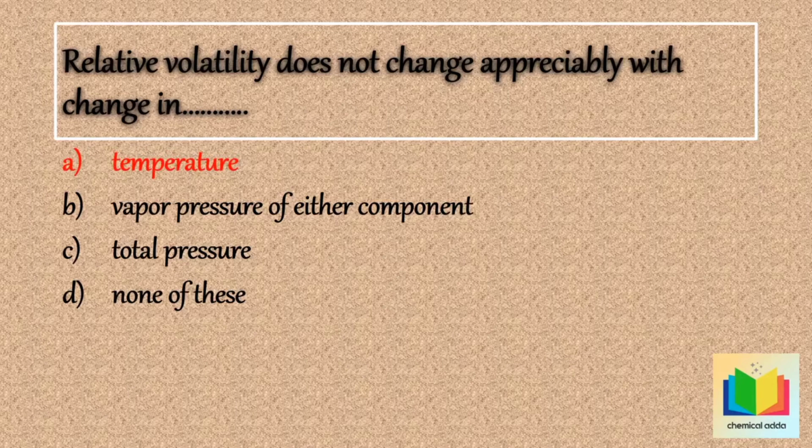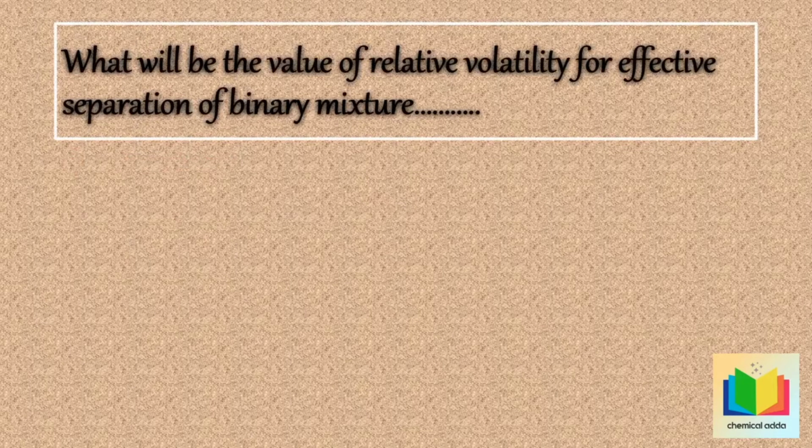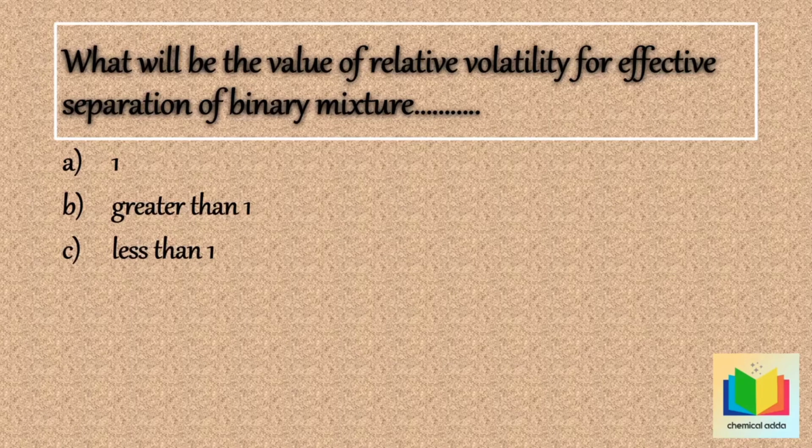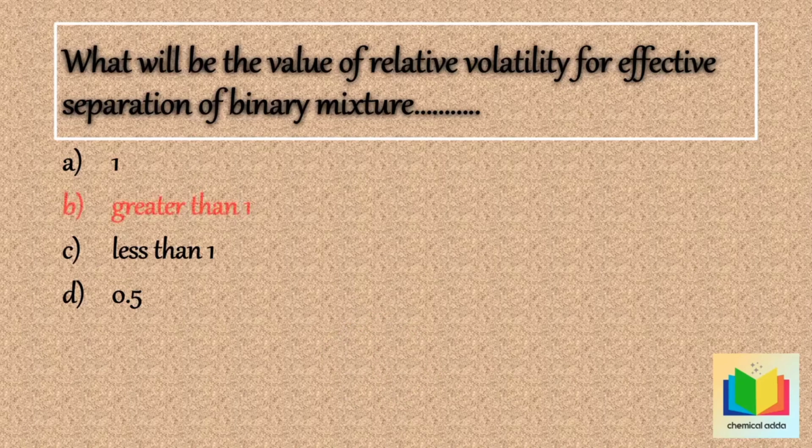Now, next question is, what will be the value of relative volatility for effective separation of binary mixture is? Options are, option A, 1. Option B, greater than 1. Option C, less than 1. Option D, 0.5. So answer is option B, greater than 1.